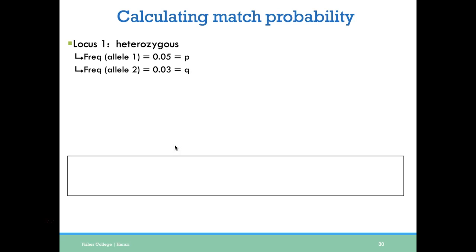So suppose we're looking at one locus, and the frequency of one allele is 0.05, and the frequency of a different allele is 0.03. We could say that the genotype frequency of the heterozygotes is equal to 2pq, which would be 0.003.